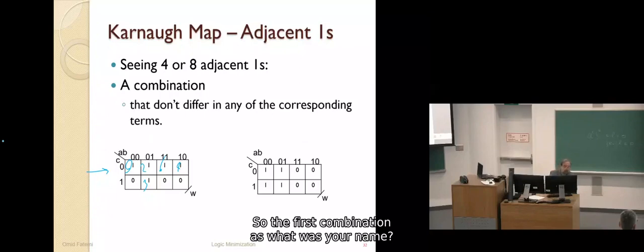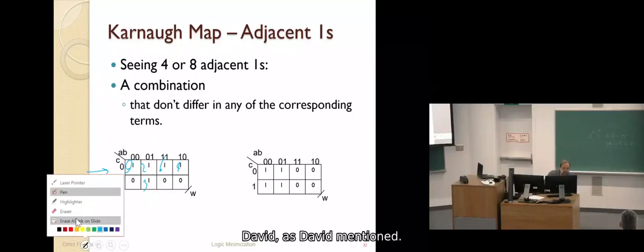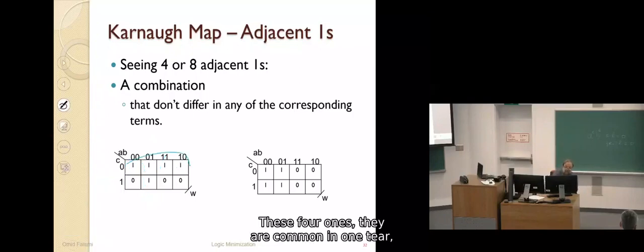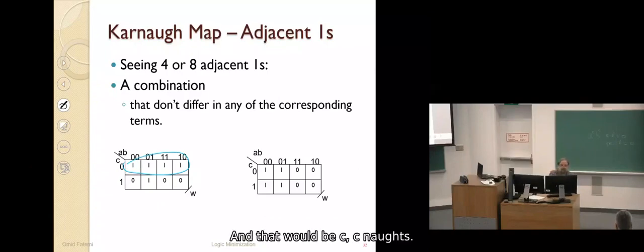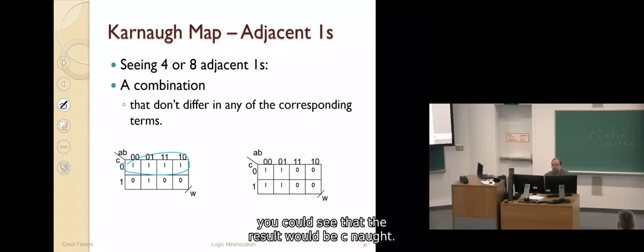So the first combination, what was your name? I forgot. I knew before. David, yeah. As David mentioned, these 4 ones, they are common in one term, one literal, and differ to the other one. And that would be C naught. If you write the min terms for these 4, you could see that the result would be C naught. Okay. So this is the first implicant that we selected.